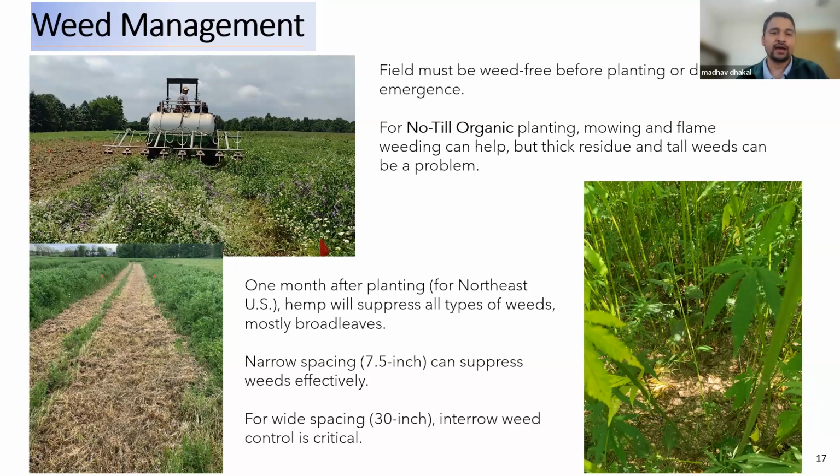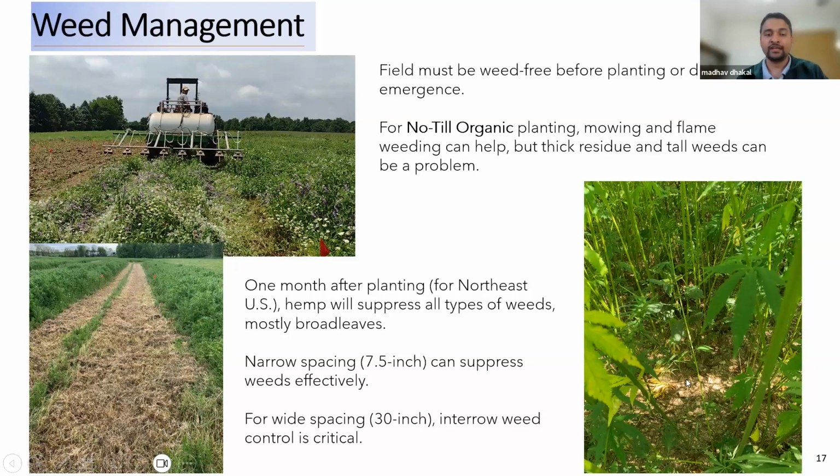We should be careful about not having weed pressure, especially during the early establishment phase. One month after planting, we found from our experiments that it's okay for hemp. They can literally shade all the weed component, and then they effectively suppress all types of weed, mostly broadleaves. You can see the soil surface in this picture.